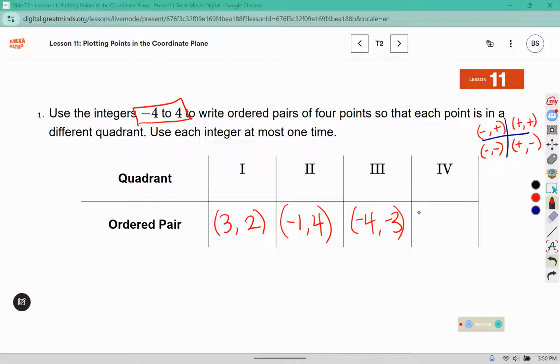And then in quadrant 4, I need a positive number. I've used 2, 3, and 4, so I can still use +1. Then I need a negative number. I've used -1, -3, and -4, so I have to use the number -2 there, since that's the only one I haven't used. I can't use a 0, even though it's in between -4 and 4, because that would put me on the axis, and I want to be in the different quadrants.